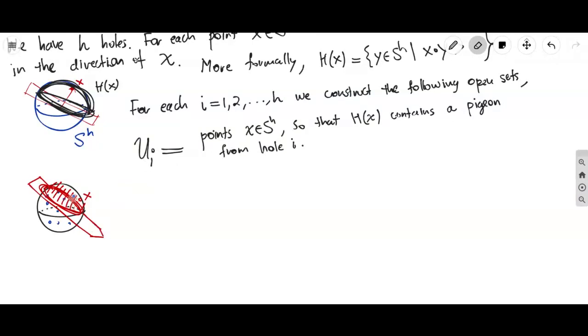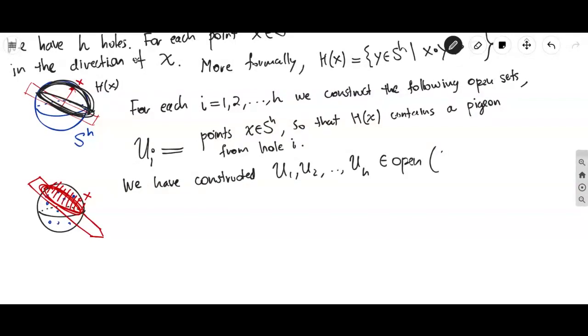So that's why this is an open set, because if you have x and you slightly move it around, you slightly perturb it, anything in the neighborhood of x will also contain the same pigeon. So this is why this is an open set, because it contains all of the points locally around it. Okay, so that's what we have. So we have constructed these open sets, U1, U2, up to UH, and these are open subsets of S^H.